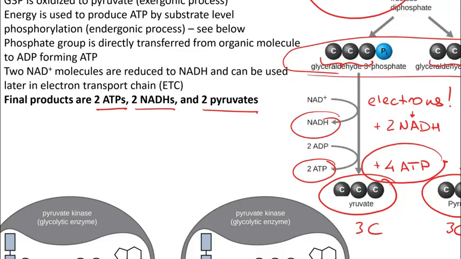Did I ever mention the word oxygen when I was talking about glycolysis? I did not. Glycolysis is an anaerobic process. Okay? Now, in prokaryotes, let's be real, it happens in the cytoplasm.